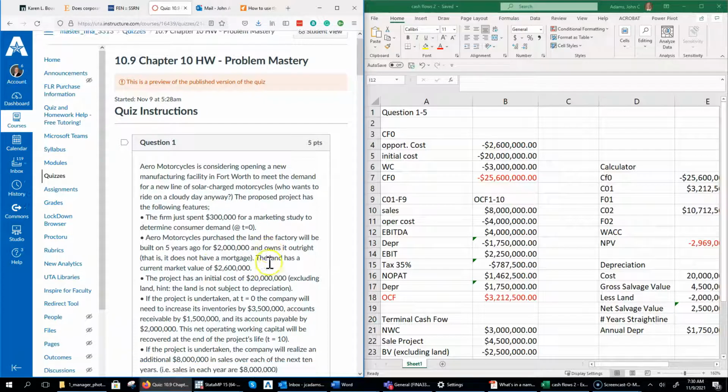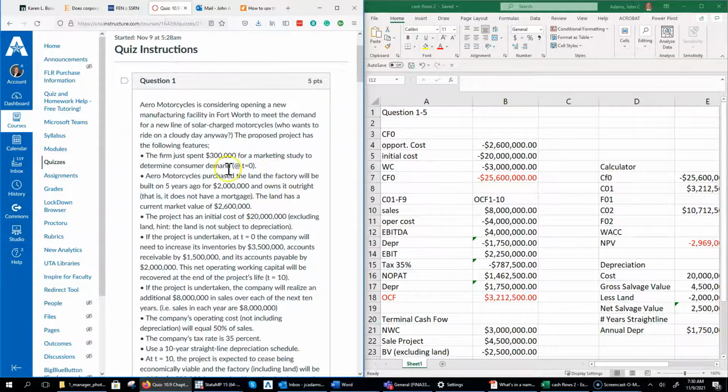I have all this information over here, but just to review real quick, the firm spent $300,000 for a marketing study. So that money's spent. Whether the company does the project or they do not do the project, they've still spent the $300,000. Because it's not relevant, we classify this as a sunk cost. It doesn't matter whether we do the project or not. Therefore, we're just going to ignore it. Money that's already been spent and we can't recoup no matter what, it's not relevant.